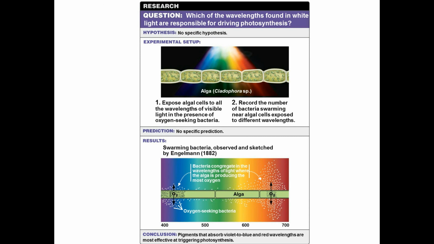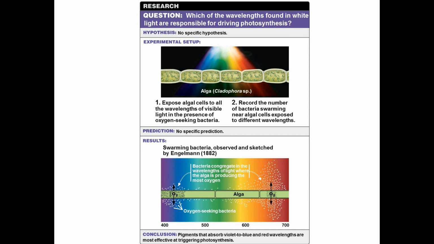So how exactly do we know which wavelengths of light found in white light, all the different colors of the rainbow, are responsible for driving photosynthesis? Well, here you have some algae, and you expose the algae cells to all wavelengths of the visible light spectrum. You can use a prism. And then you have bacteria that seek out the presence of oxygen, because your algal cells that are undergoing photosynthesis are going to release oxygen. At the wavelength of light that's most utilized, they're going to release more oxygen.